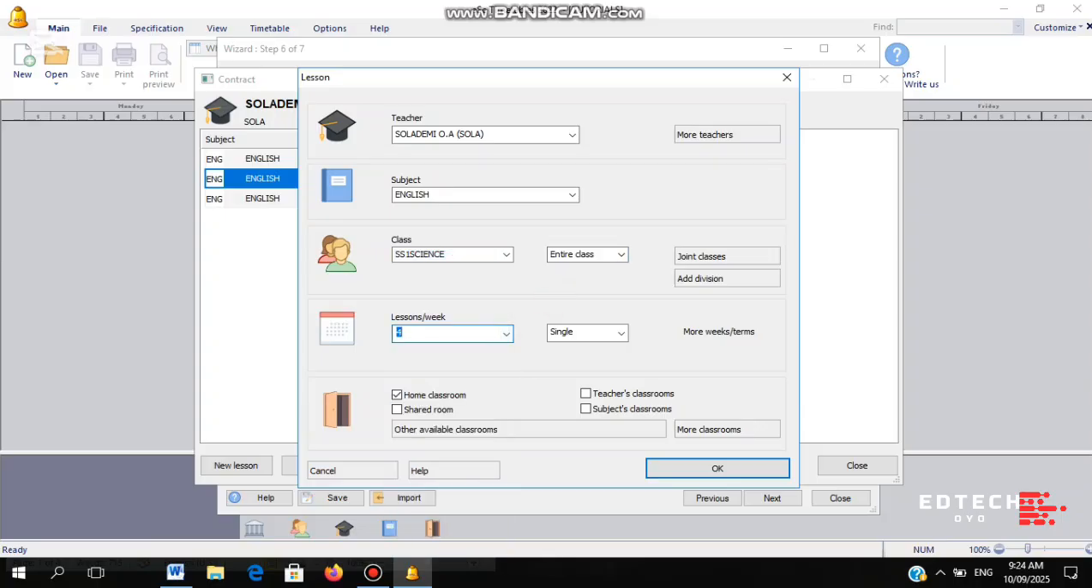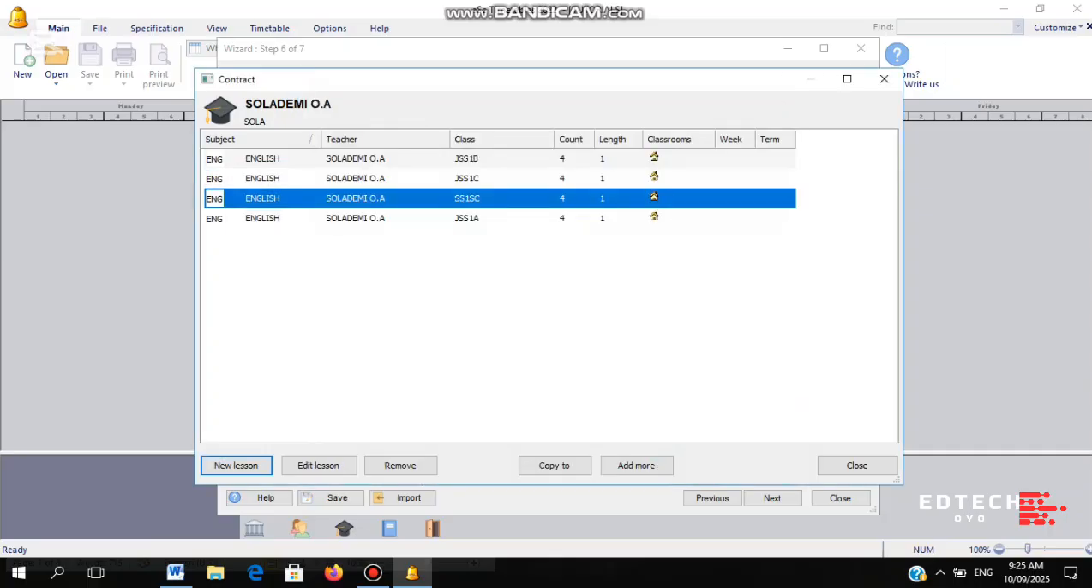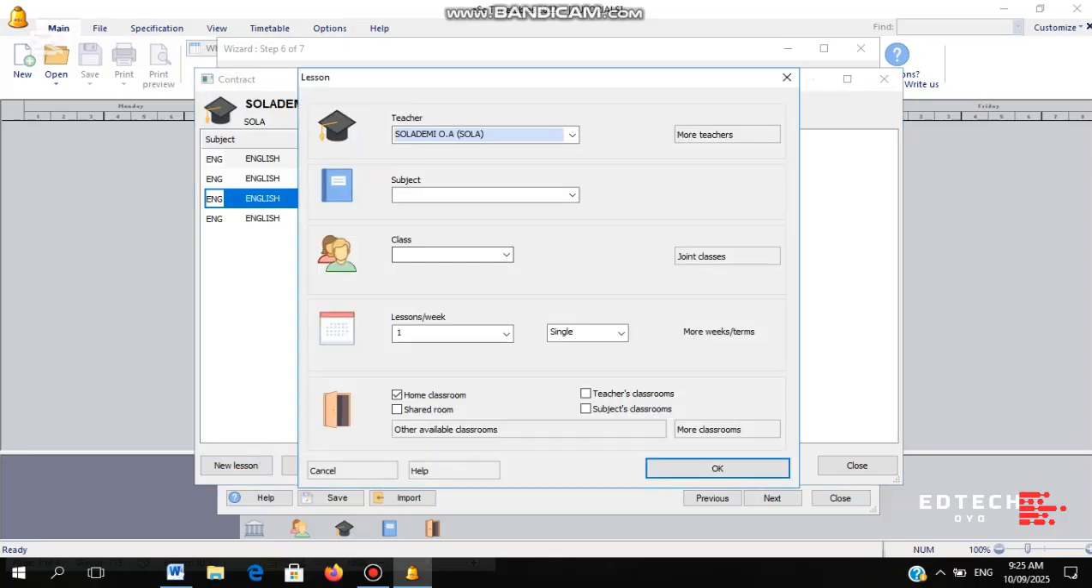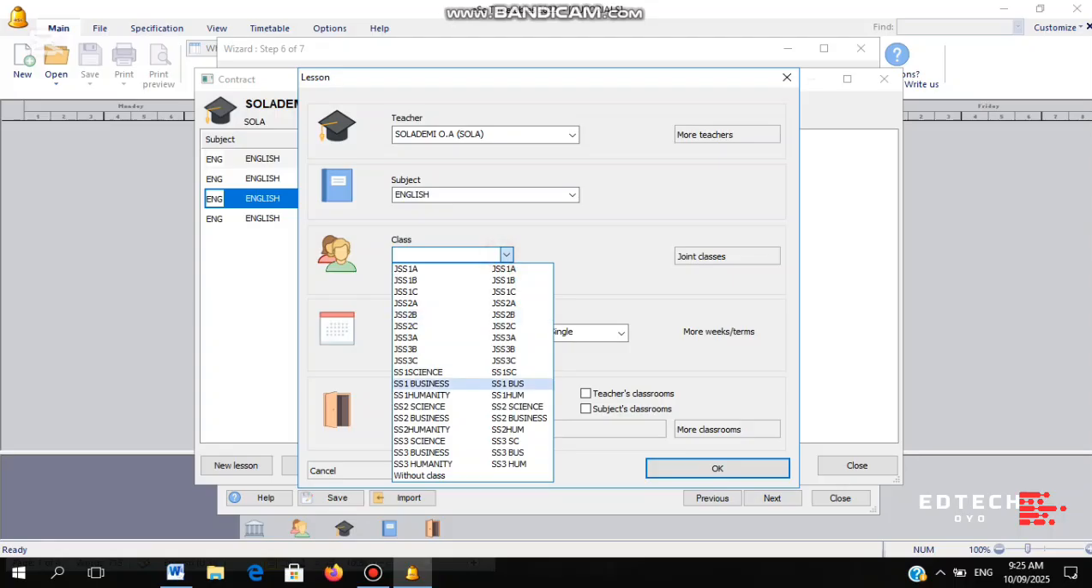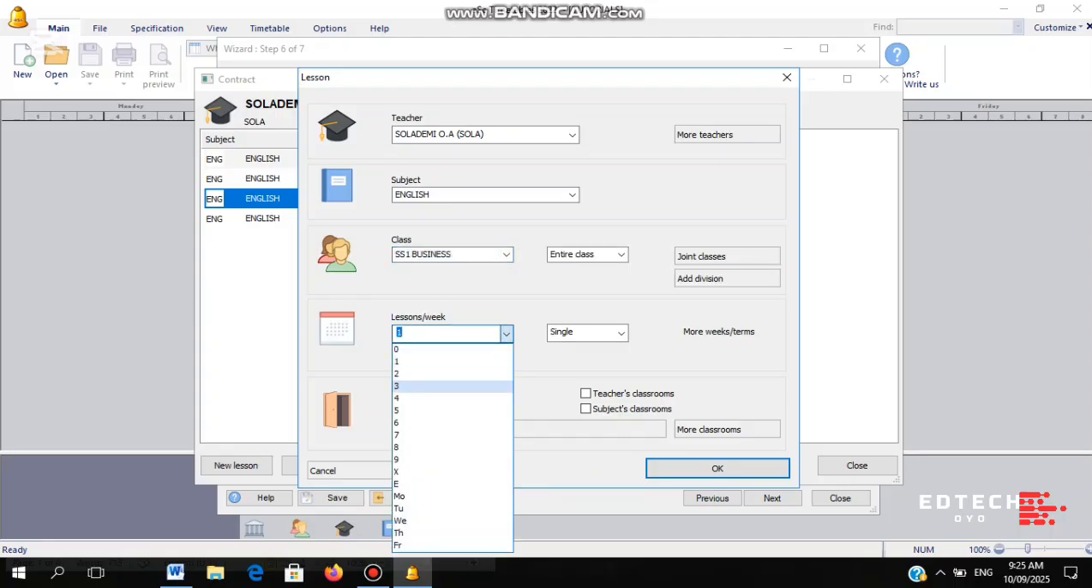SS1 Science, 4 periods also. Now, in this situation, I don't think it really affects English because most of the students will stay in their class. But in a situation whereby in your school you used to merge students together, maybe because of lack of classrooms and things like that, you can use joint classes. Okay, so let's continue. That is for science. SS1 English again. You are going to do the same thing for SS1B, SS1 business, 4 periods, and so on.